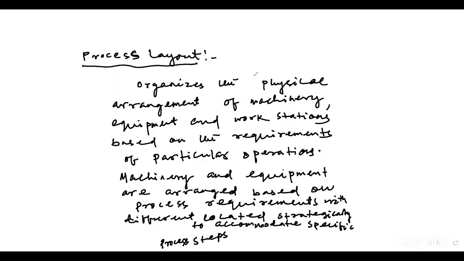So here, this is called your process layout. The most important concept is that similar types of machines and machinery which are used in your manufacturing process are kept in one department. Clear? Hello. Right, sir.